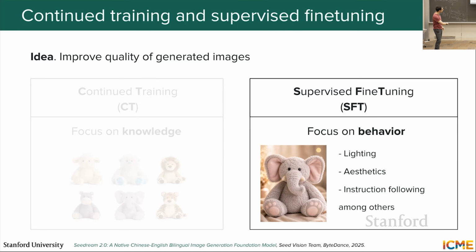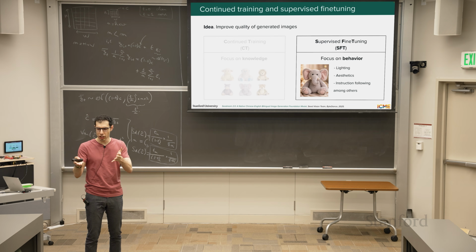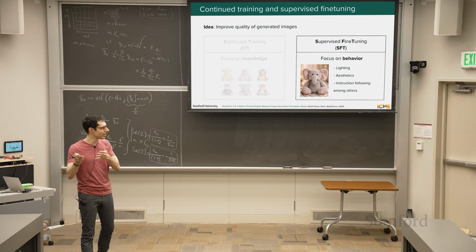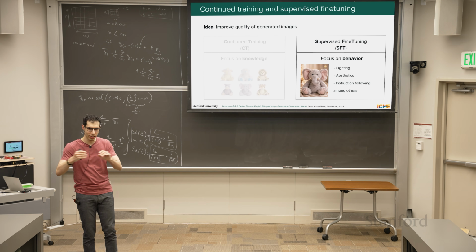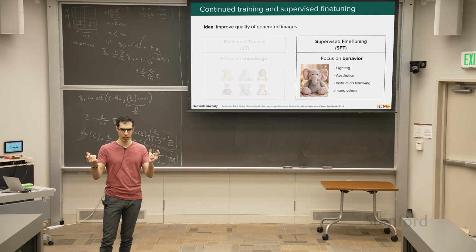Then you have another category of post-training methods, which are called supervised fine-tuning. Same thing, but here the mindset is to focus on the behavior of your model as opposed to increasing the knowledge. So in that case, what that means is generating an image that is more aesthetically pleasing, that has better lighting, or that just follows the text better.